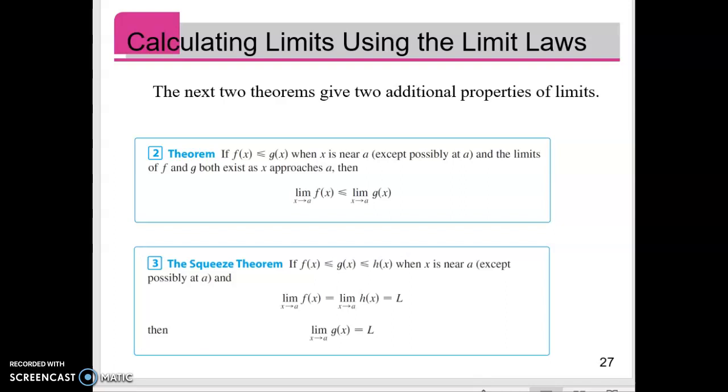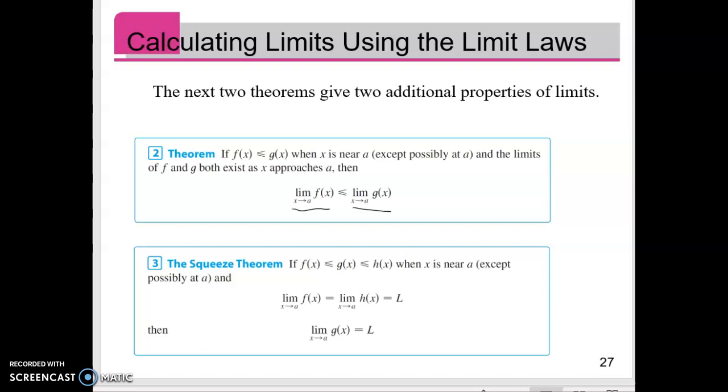So here we have f is less than g. Then what do you think's going on here? The limit of f is always less than or equal to the limit of g. If f is less than or equal to g when x is near a, except possibly at a, and the limits of f and g both exist as x approaches a, then their limits have to follow suit. Okay, that's pretty straightforward. Let's see where this is taking us.